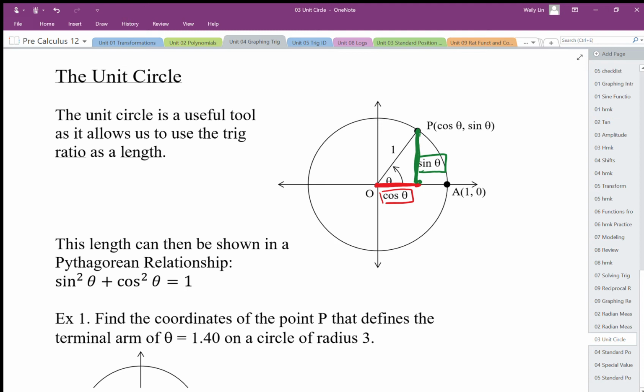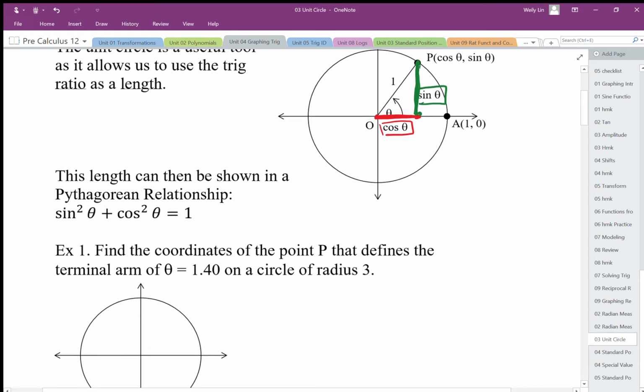So we can start using this to establish some identities. Looking at this right triangle, I can say that cosine theta squared plus sine theta squared, whatever this length squared plus this length squared, equals 1 squared, which is 1. So we come up with this Pythagorean relationship, and now we're doing geometry, and we're mixing in our trig. We're able to use our trig as lengths. And this is a nice thing about the unit circle.